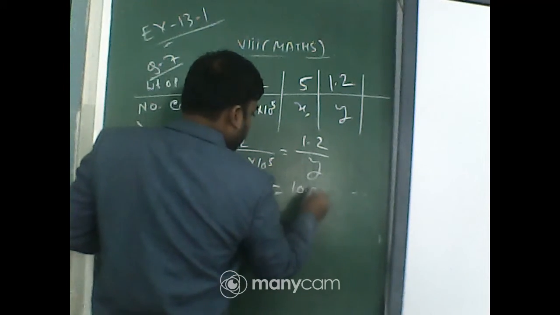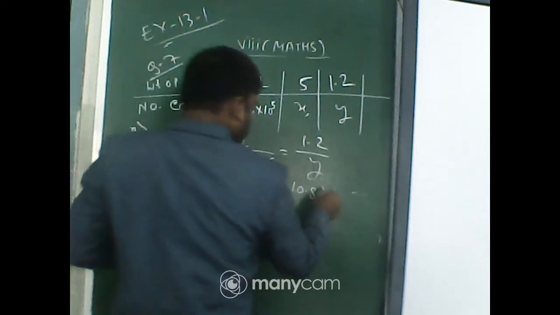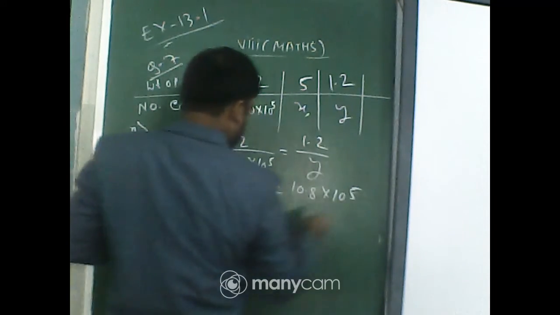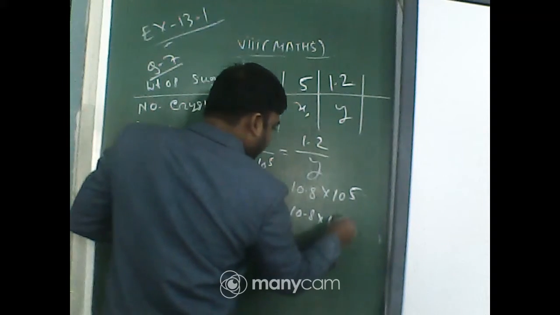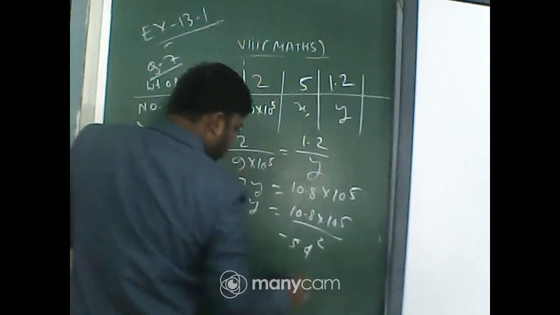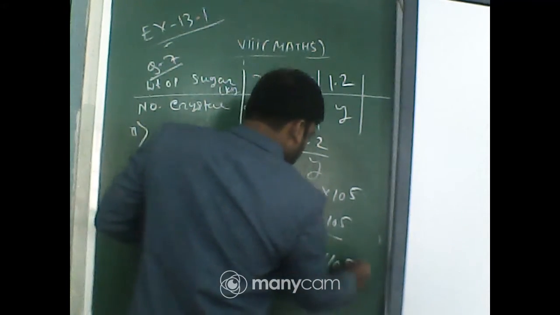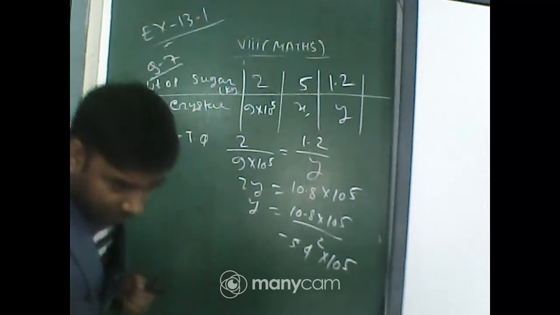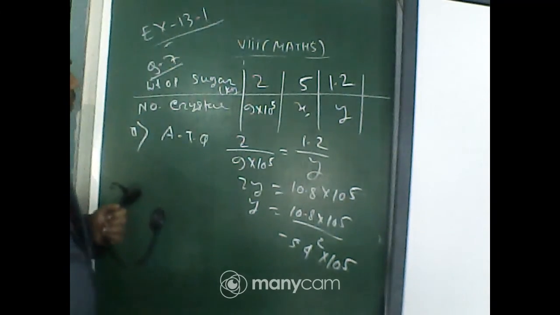Just cross multiplication: 2 into y, that is 2y, and 1.2 into 9, it will be 10.8, and 10 to the power 5. y equals 10.8 into 10 to the power 5 by 2. So it will be 5.4 into 10 to the power 5. So the number of crystals present in 1.2 kg of sugar is 5.4 into 10 to the power 5.